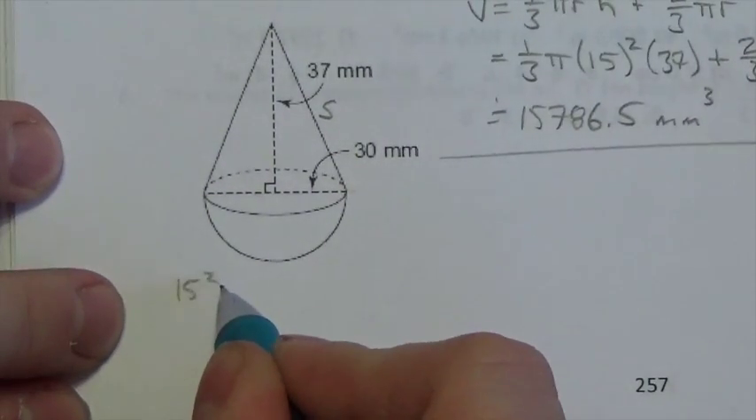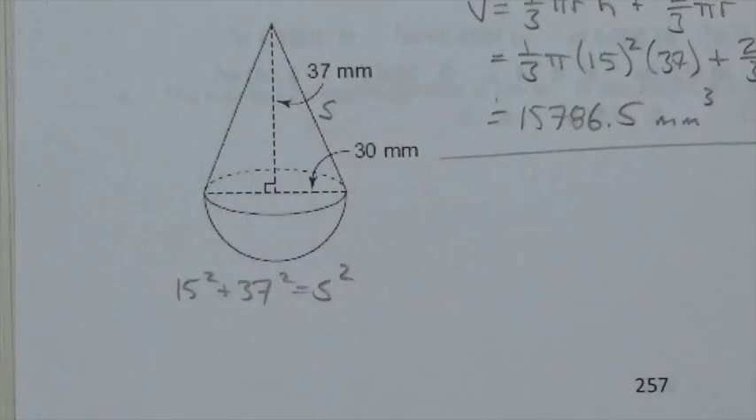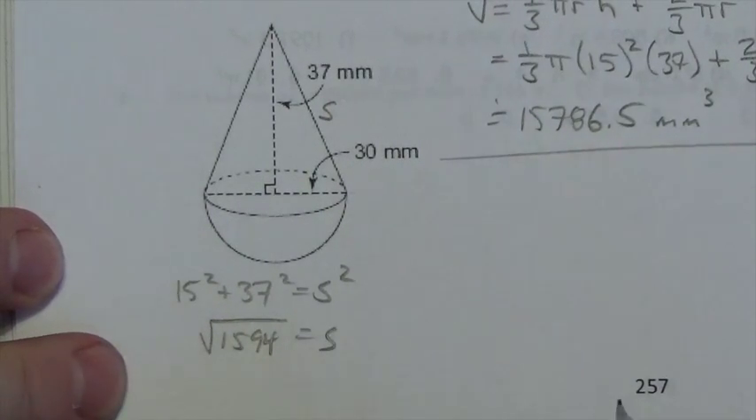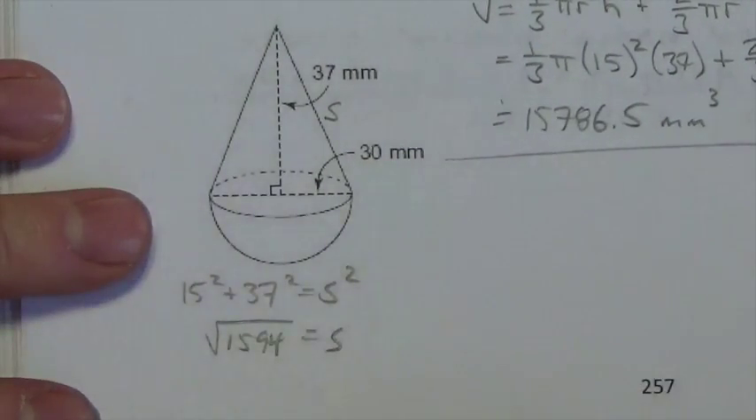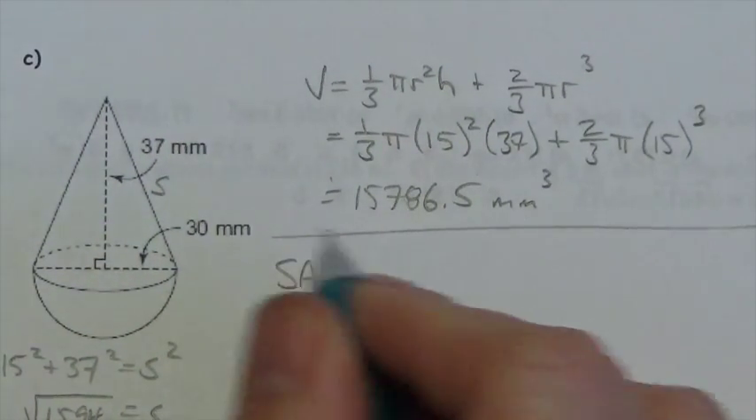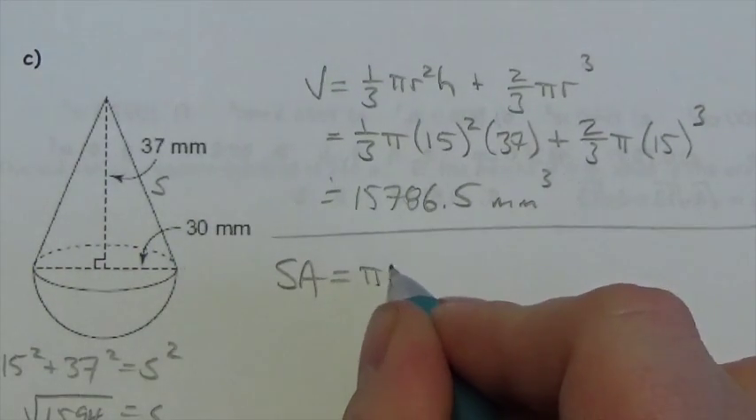So this should be 15 squared plus 37 squared is going to equal the slant height squared. So I'm just going to evaluate that, 15 squared plus 37 squared. And I'm not even going to bother simplifying this. That's going to be the square root of 1,594. We'll use the positive one there. And that's fine. I'm just going to leave it like that because I can plug it into my calculator when I need it. So the surface area of the cone, I only need the lateral surface area. So that's going to be pi r s.